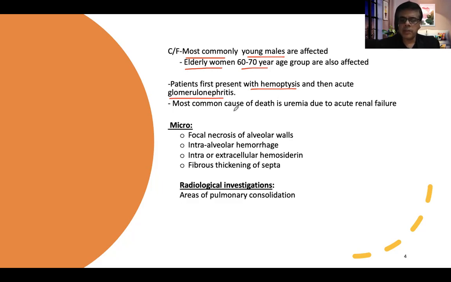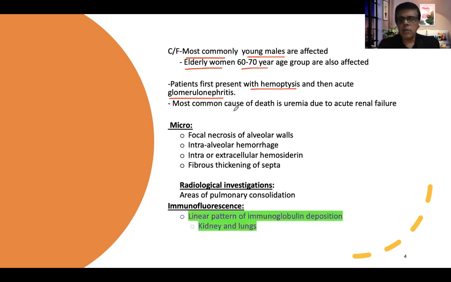Microscopic examination, morphological examination shows focal necrosis of alveolar cells, alveolar walls, and there is intra-alveolar significant hemorrhage leading to hemosiderin deposition, and there is fibrous thickening of alveolar septa being seen. Radiological investigation shows areas of focal to diffuse pulmonary consolidation, and immunofluorescence shows linear pattern of immunoglobulin deposition in both renal and pulmonary capillaries.